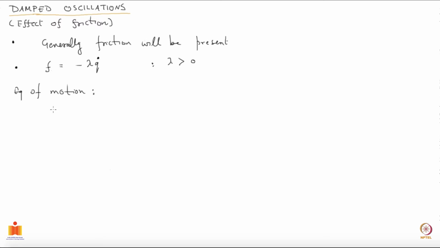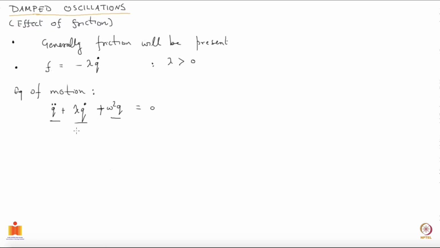Earlier you had q double dot plus omega square q equal to 0. That's what we had originally, where omega square is the characteristic frequency of this system. But now we have an additional term which is lambda q dot. If I put lambda equal to 0, meaning I remove all the friction, then you will just have q double dot plus omega square q equal to 0, and the system will oscillate at its natural frequency omega. And we want to know now what happens if such a frictional force is also present. That's what we want to talk about today.